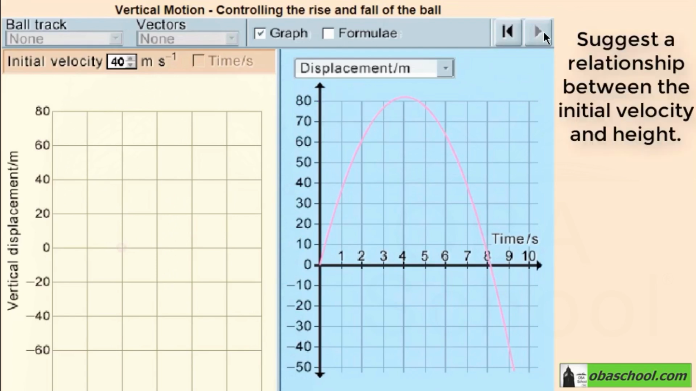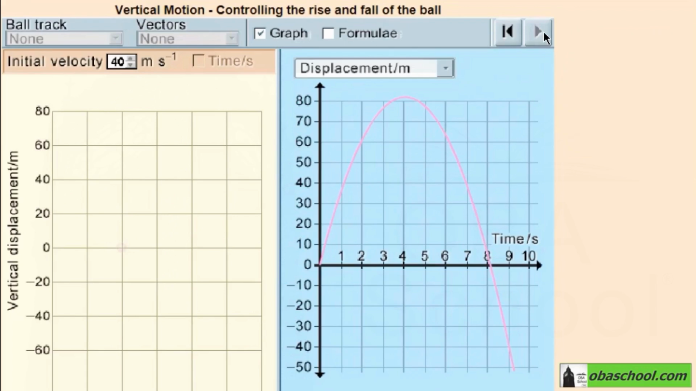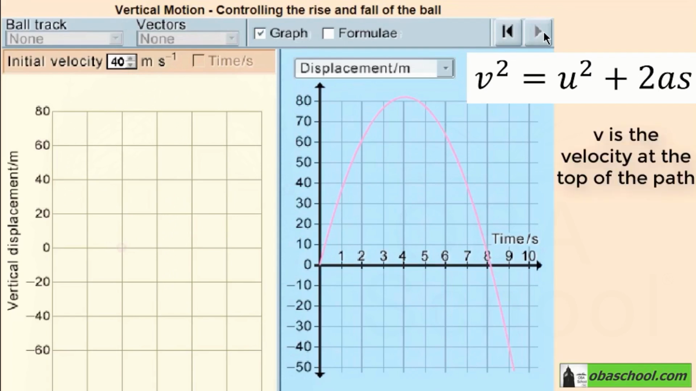Suggest the relationship between the initial velocity and height. Well, yes, you are right. The maximum height is proportional to the initial velocity squared. Use the equation v squared equals u squared plus 2as to see where this relationship comes from. In this case, v is the velocity at the top of the path.